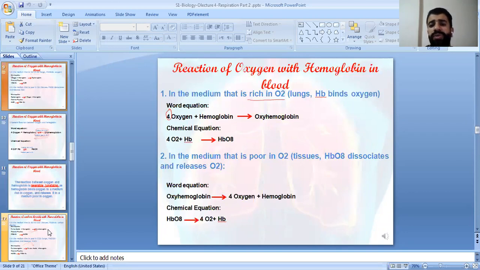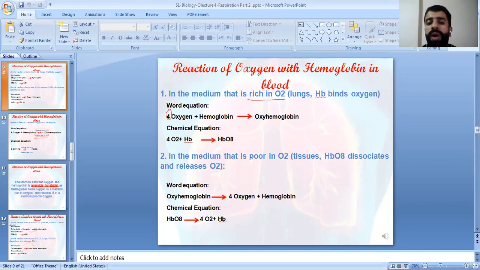Let's start with the reaction between oxygen and hemoglobin in blood. So please, these reactions, you have to study them. Okay? Whenever the medium is rich in oxygen, like the lungs, hemoglobin can bind oxygen. So oxygen plus hemoglobin can give oxyhemoglobin. This is the word equation. The chemical equation, 4O2 plus hemoglobin, Hb, can give HbO8. This is the word equation and the chemical equation in the medium rich in oxygen.